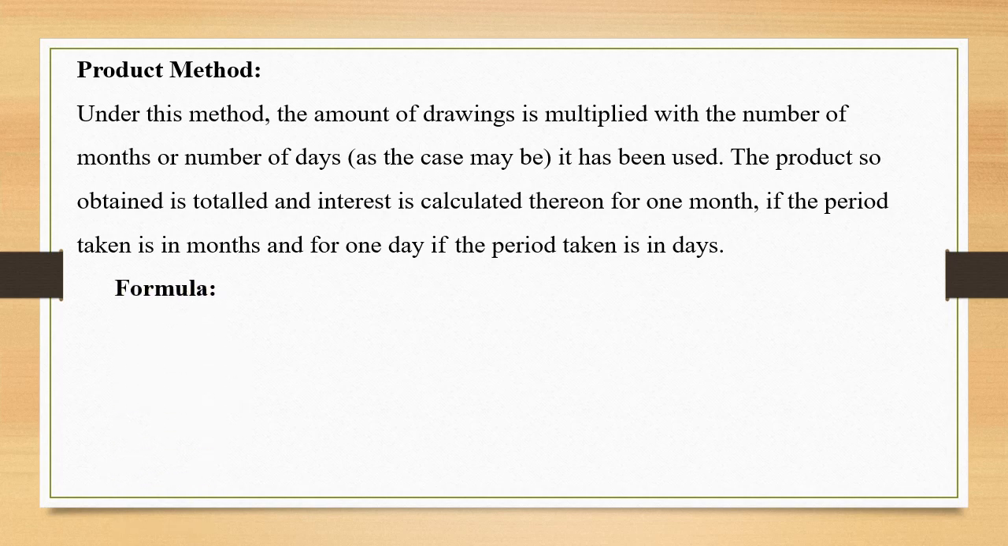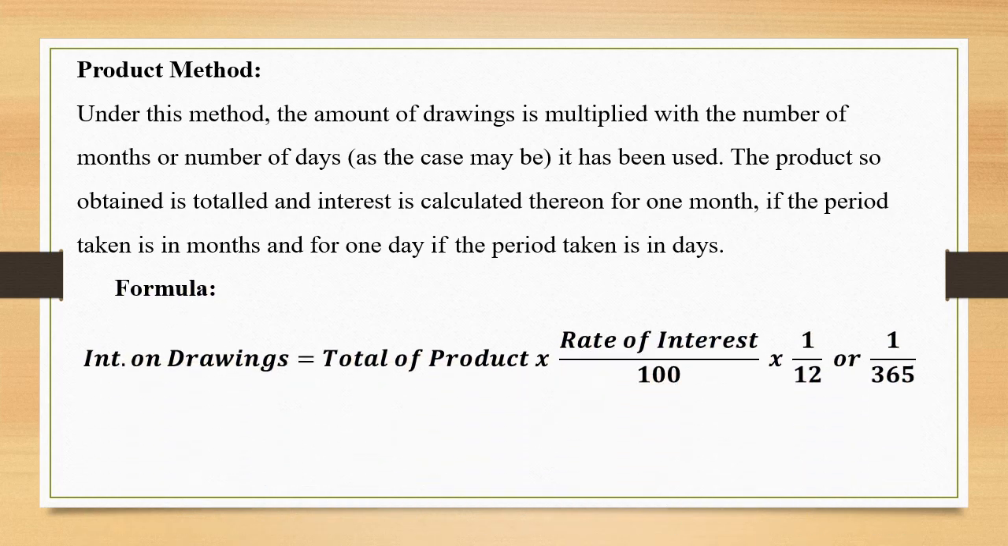What is the formula to be used? So you can see there, interest on drawings is equal to total of the product into the rate of interest upon 100 into 1 by 12 if it is in number of months, or otherwise it can be 1 by 365 if it is in number of days.